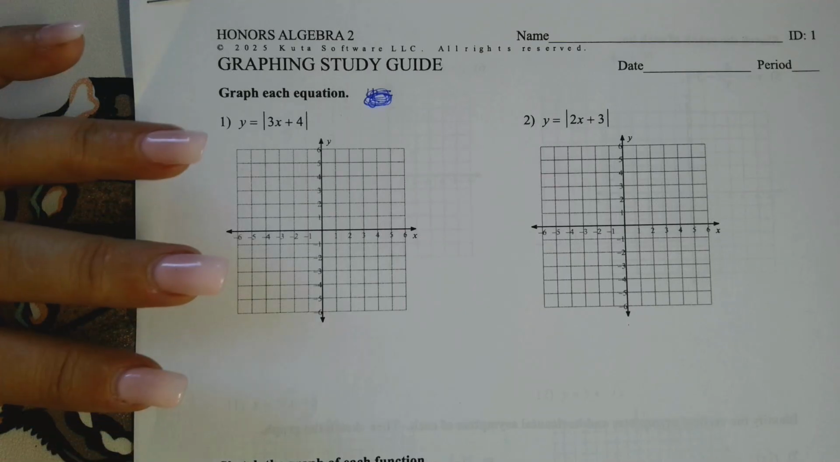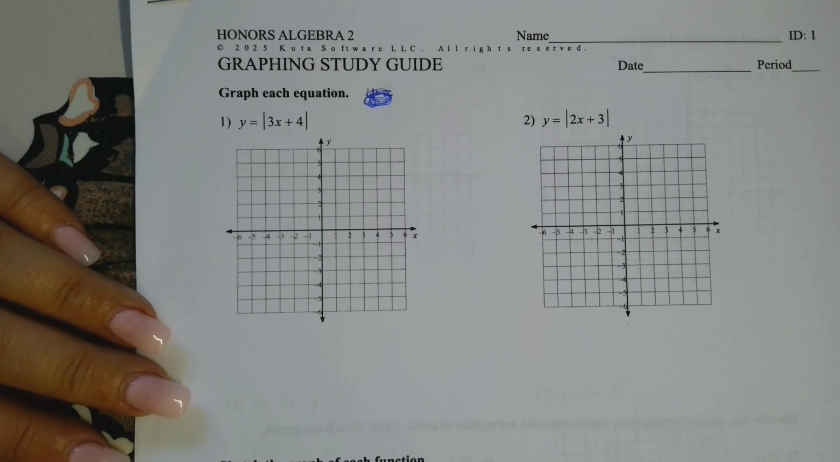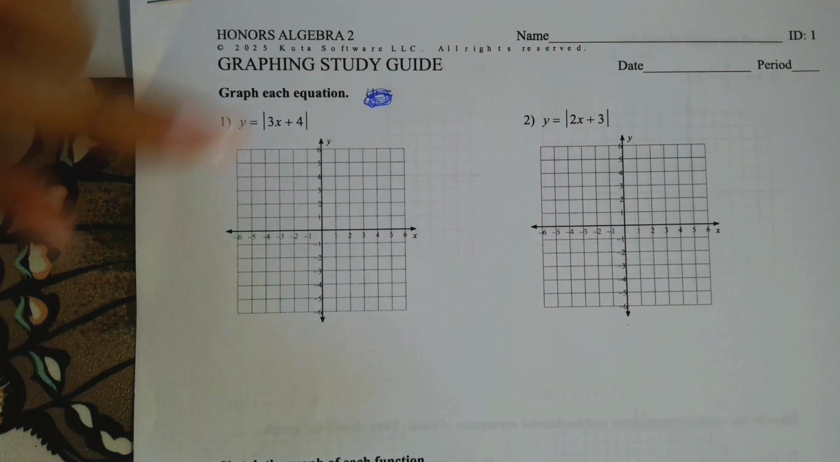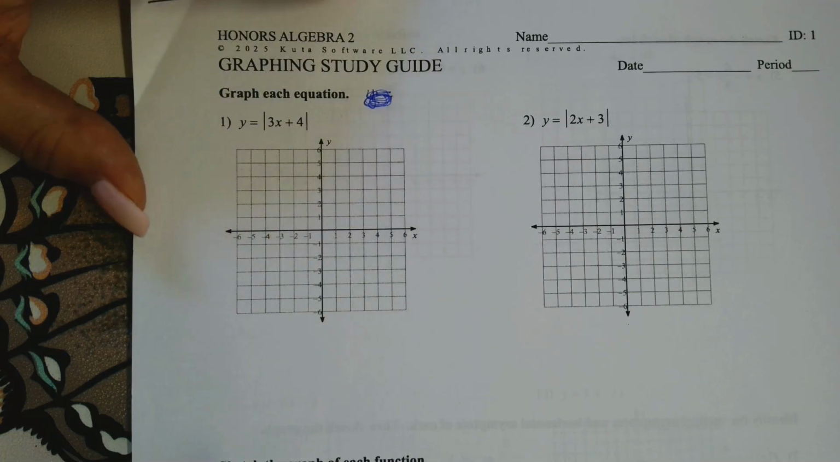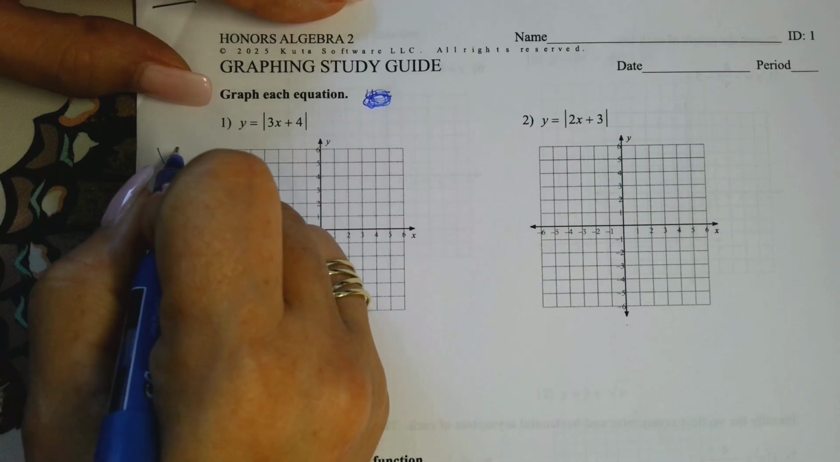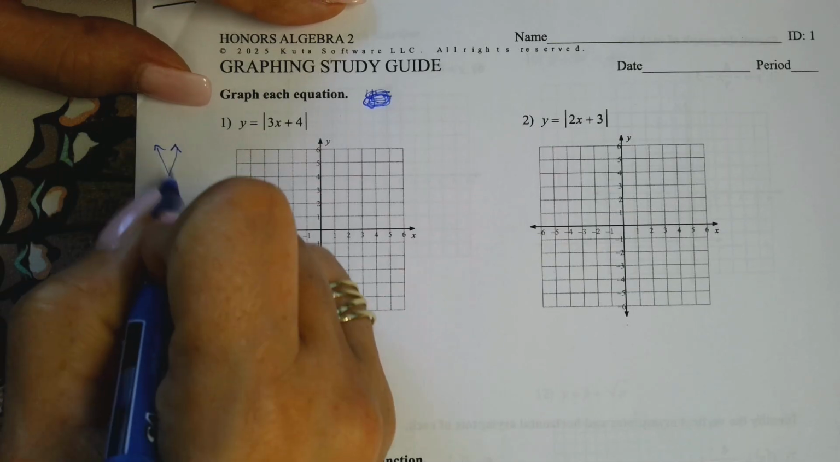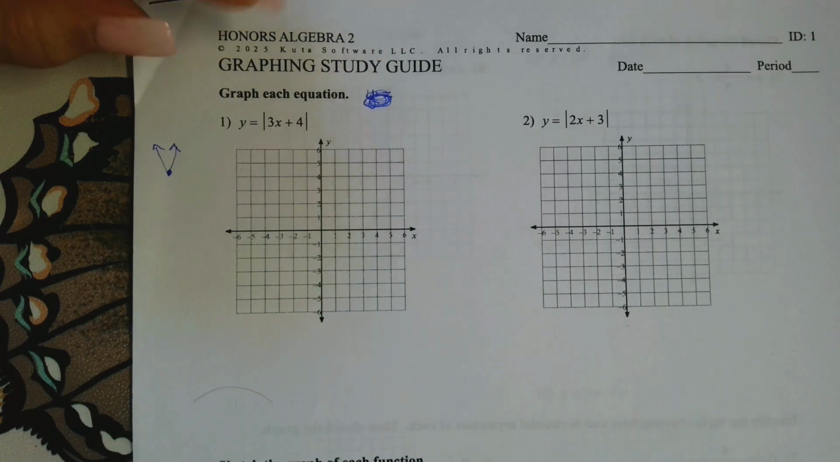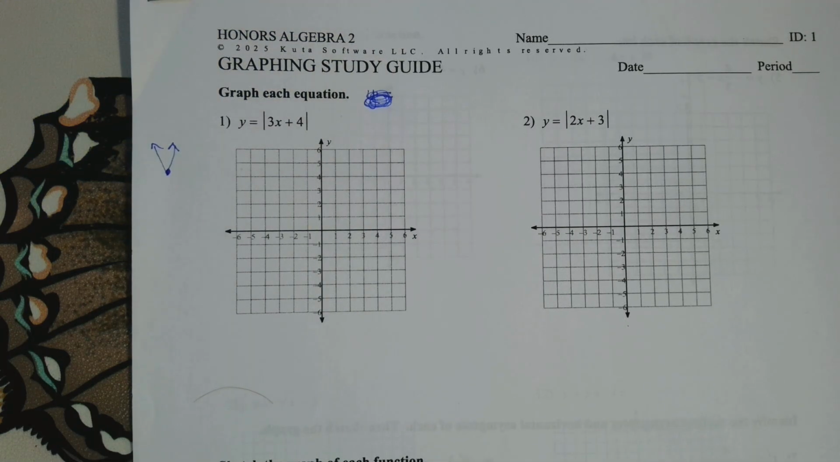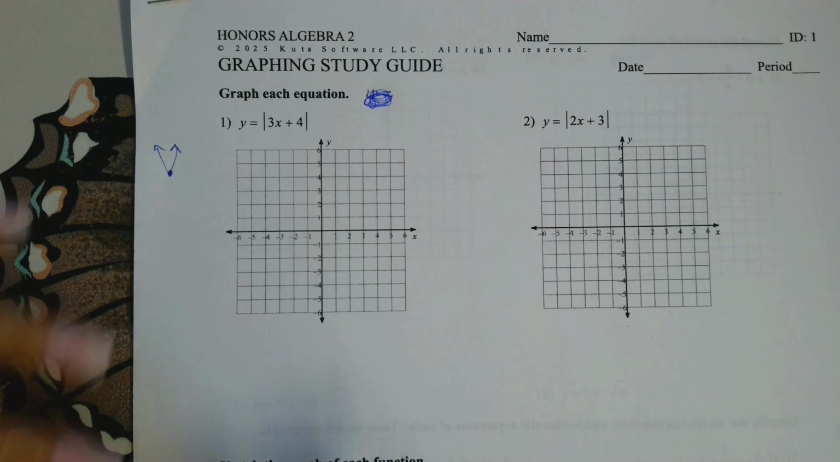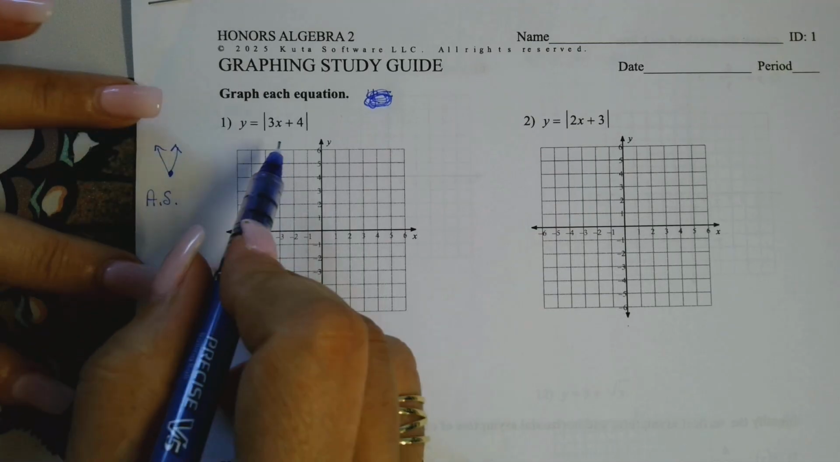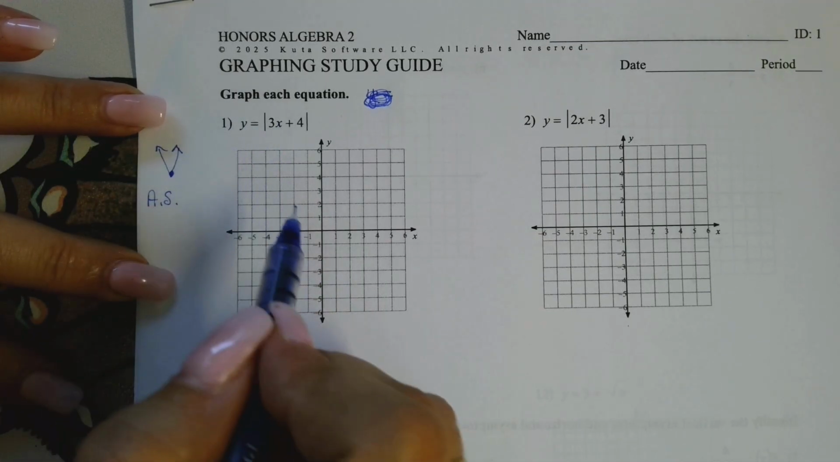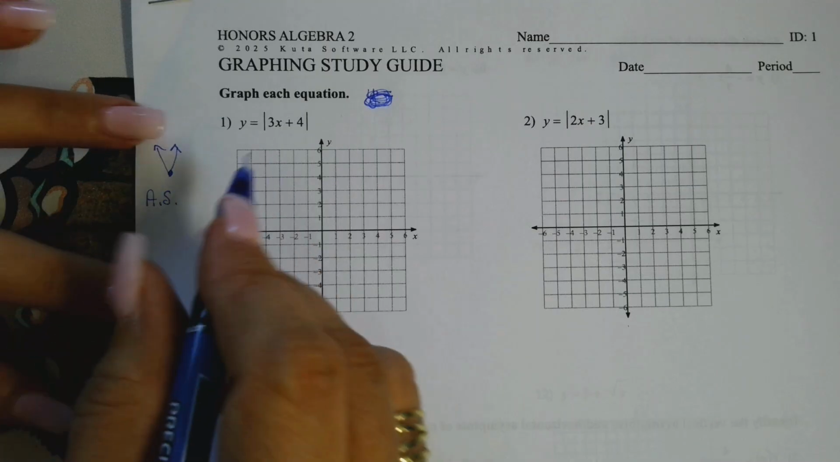Okay, so for these, we know that these are absolute value functions. If I want to find the vertex of this particular function, absolute value functions look like V's, right? If I want to find that vertex, there's a very easy way to do that. The first thing you do is find what's called the axis of symmetry. And the axis of symmetry is the line where the vertex is on. It's always going to be in the same place.